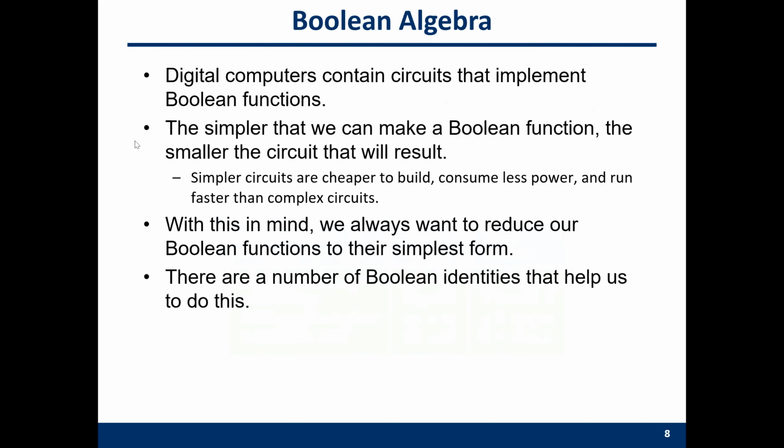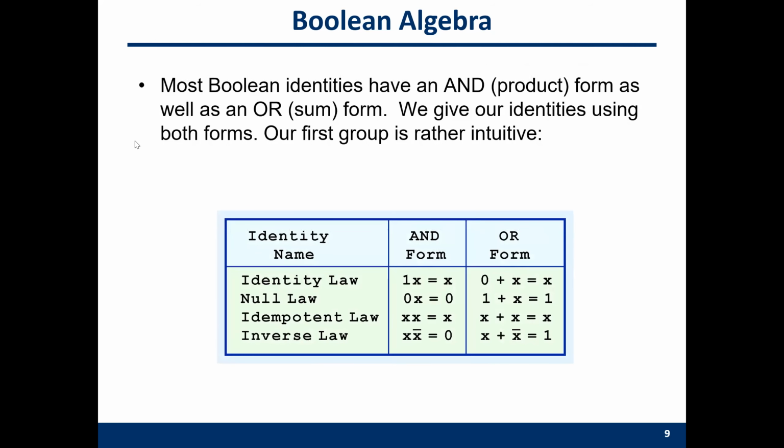Then we have a lot of so-called identities and laws to help us achieve that. For example, we have a variable computed with itself. So what's the easiest way to prove these laws? The answer is to draw a truth table, because the law itself is also a Boolean expression.